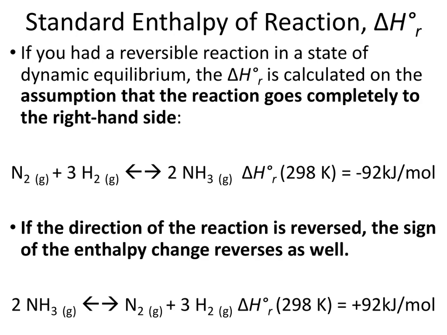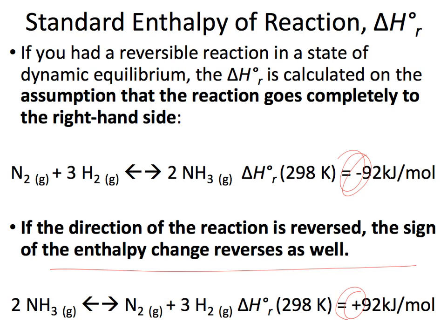However, the important point is that if we actually switch the reaction, or we read it the opposite way, so this ammonia is breaking down into nitrogen and hydrogen, the sign of the enthalpy changes. So the key thing here is that if the direction of the reaction is reversed, the sign of the enthalpy reverses as well. Here, energy is being lost. Here, energy is being absorbed.